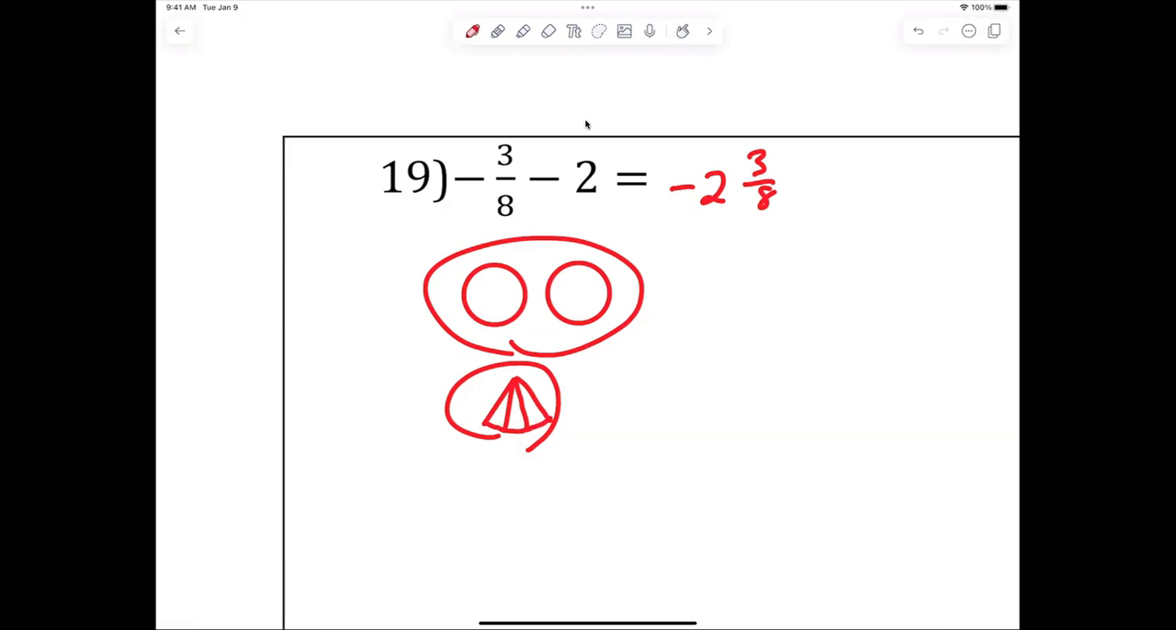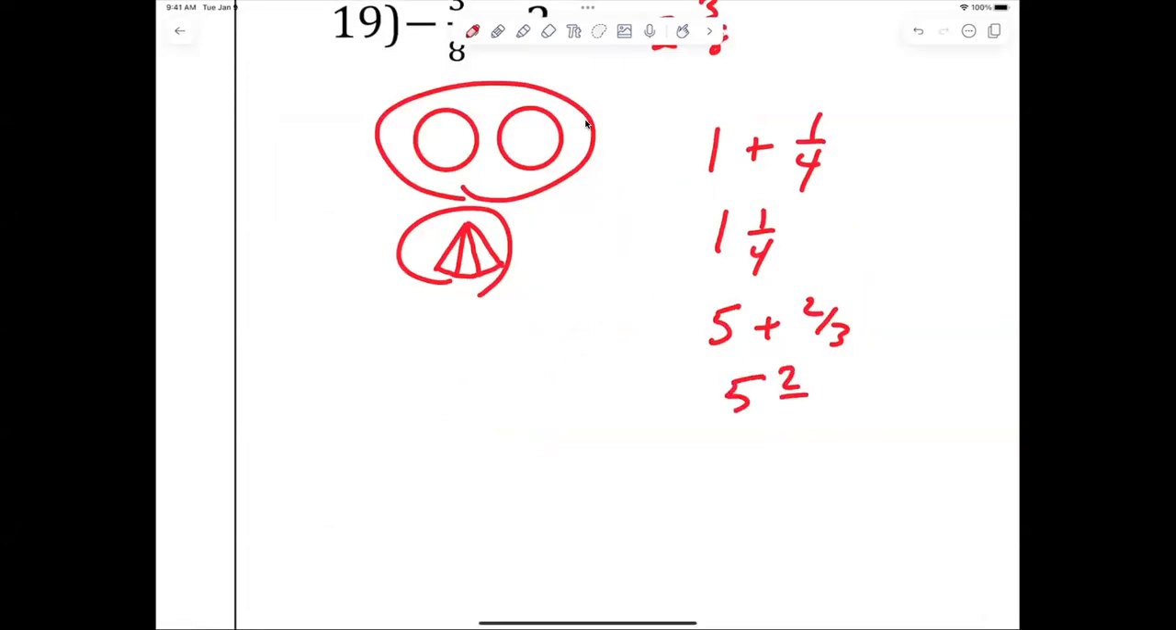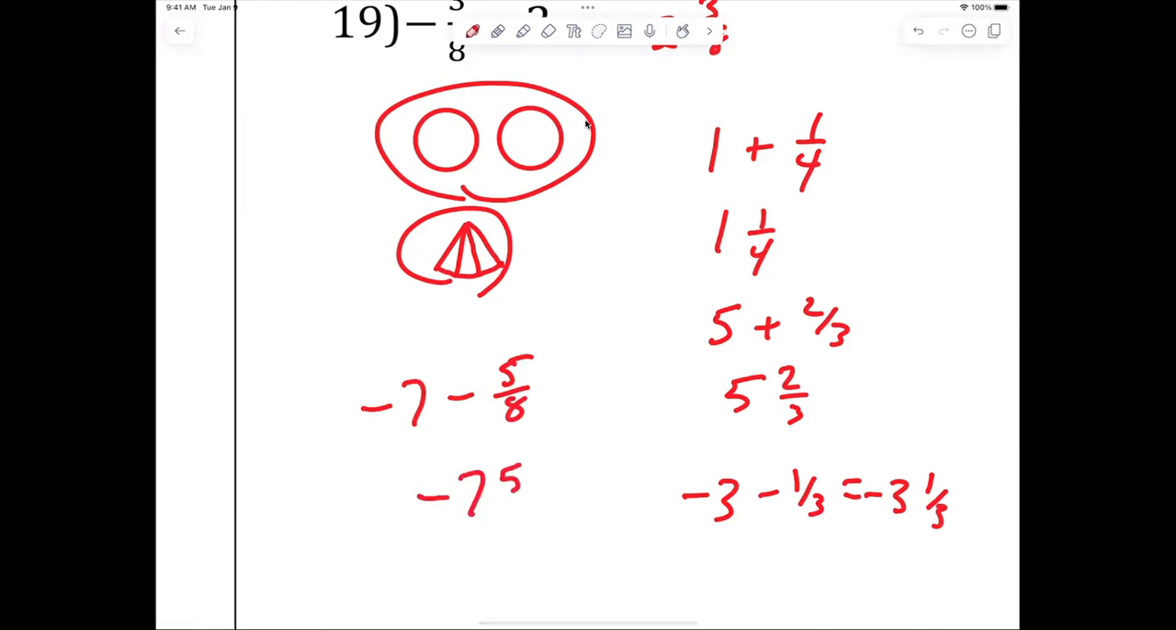Just like I said to you, what's 1 plus 1/4? I'm trying to teach you. 1 1/4. What's 5 plus 2/3? 5 2/3. What's negative 3 and negative 1/3? Negative 3 and 1/3. What's negative 7 minus 5/8? Negative 7 and 5/8. When they're the same, you just put them right together. That's what I'm trying to show you. Is everybody happy with that explanation now? That make better sense? All right, everybody's good with this, right?